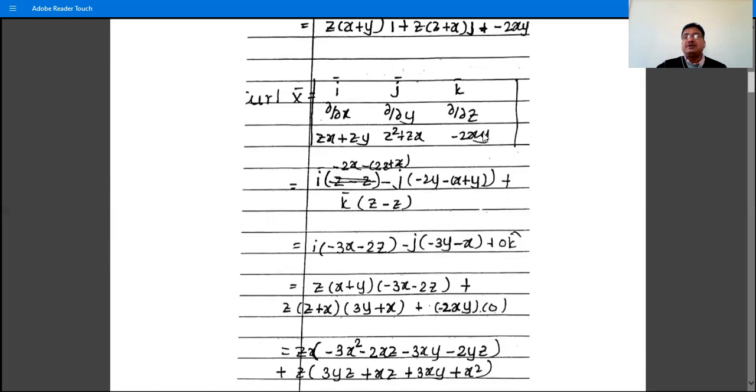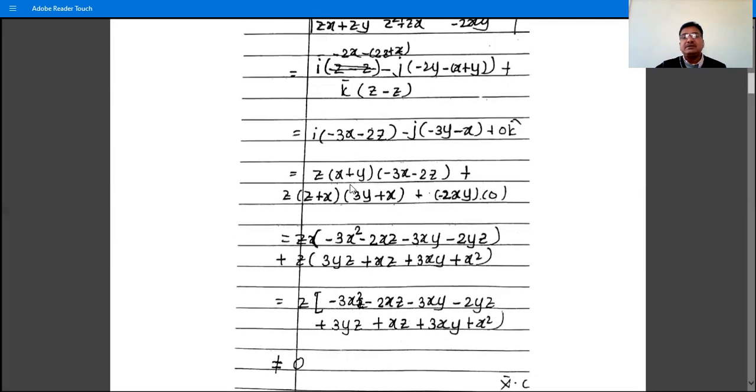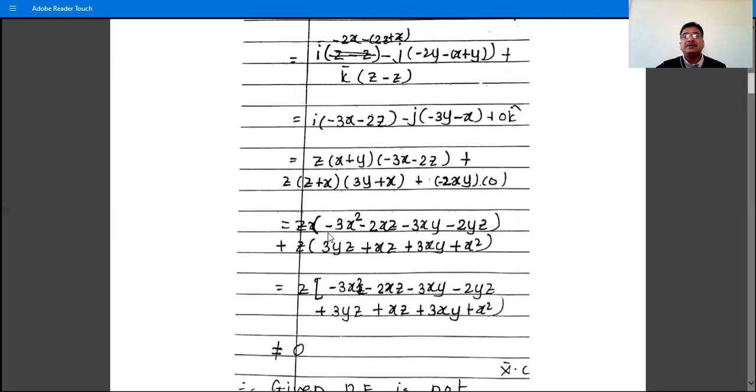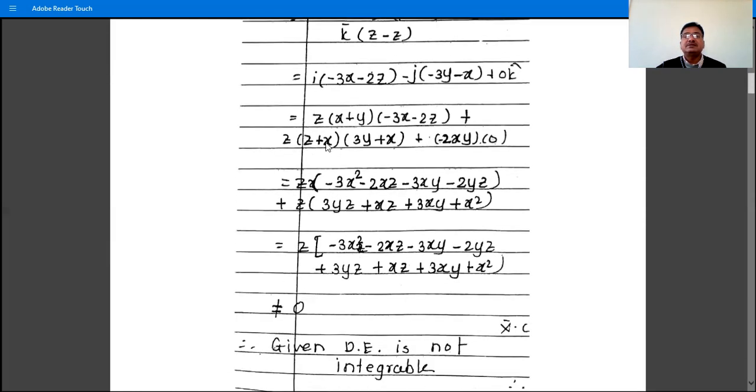Minus j, then ∂/∂x of this quantity is −2y, and ∂/∂z of this quantity is y, so it is minus (x + y). Plus k, ∂/∂x of this quantity is z, minus ∂/∂y of this quantity is z, so z − z. After simplification, we have i times this, j times this, and 0 k.